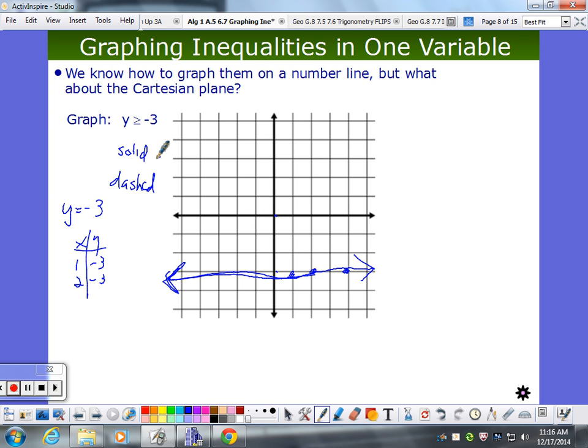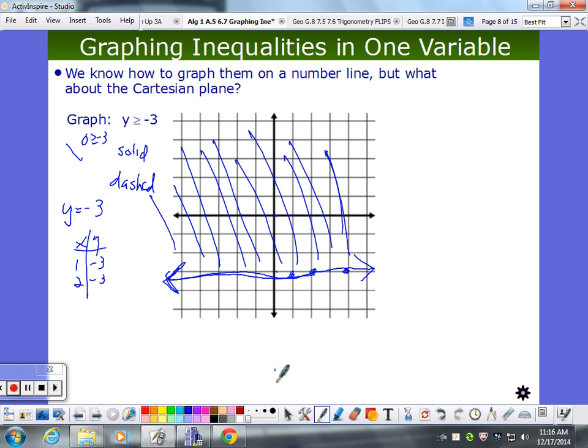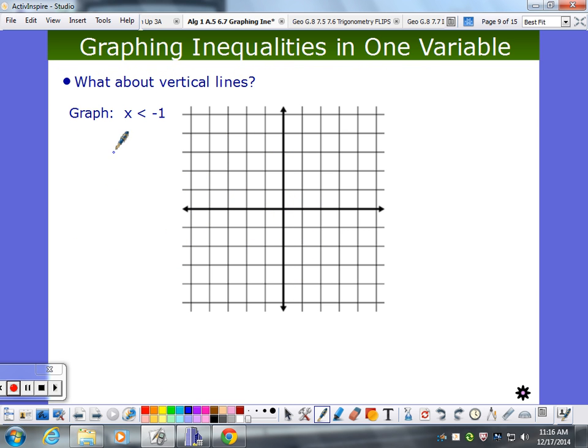Is 0 bigger than -3? Yes. Up here. Now wait a second, does this make sense? Are all the y's up here bigger than -3? Yes. And down here they're smaller, right? Yep, makes sense. Now what does that look like?